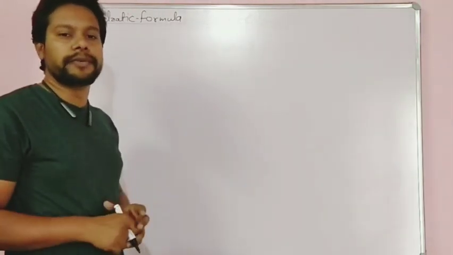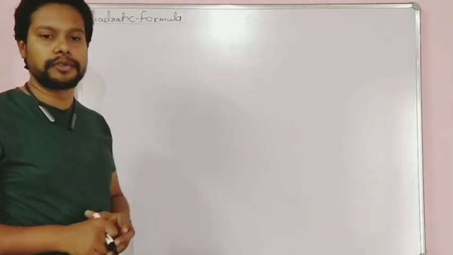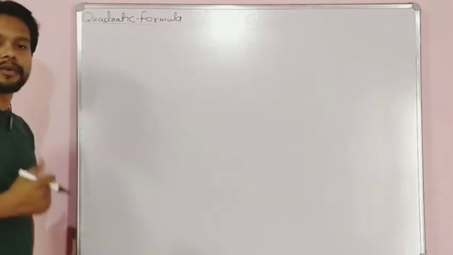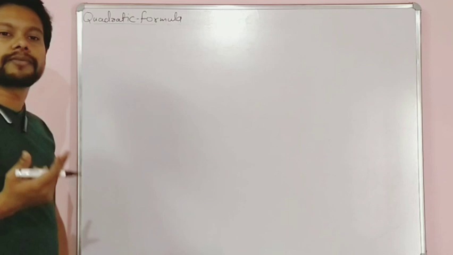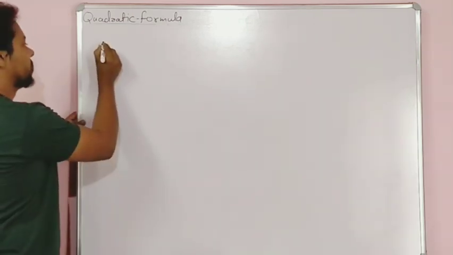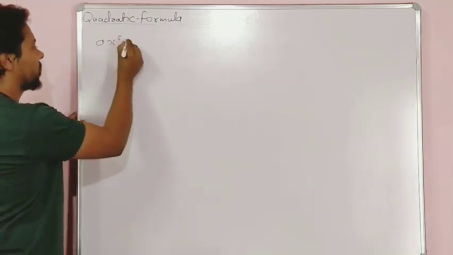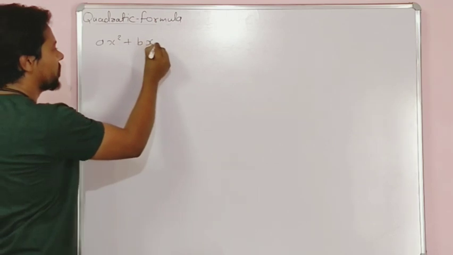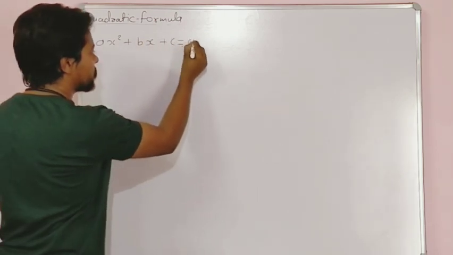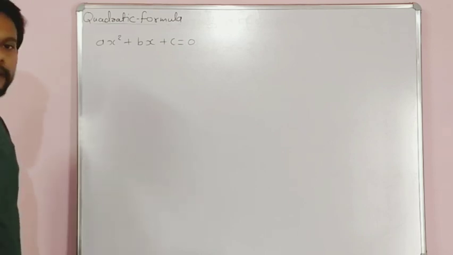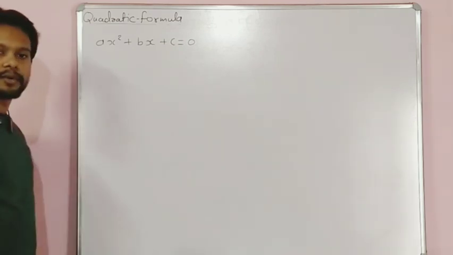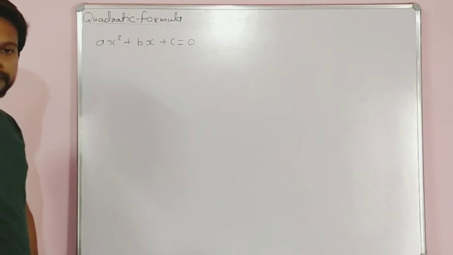Hello students, today we will learn how to derive and use the quadratic formula to solve a quadratic equation. For that we will start from the standard form of the quadratic equation, which is ax² + bx + c = 0, right? We will apply the completing the square method to this equation, as we have learned in the previous video.